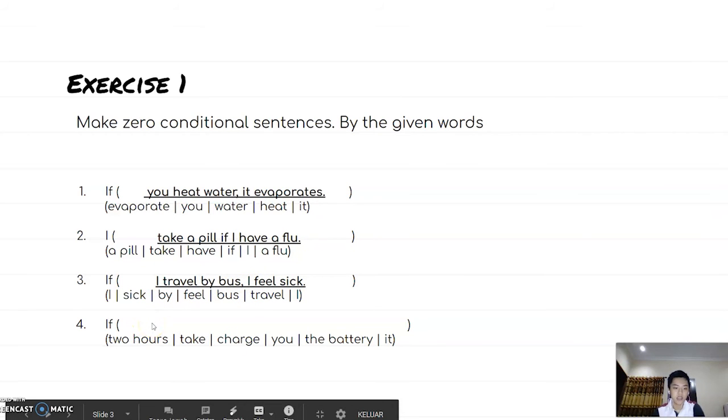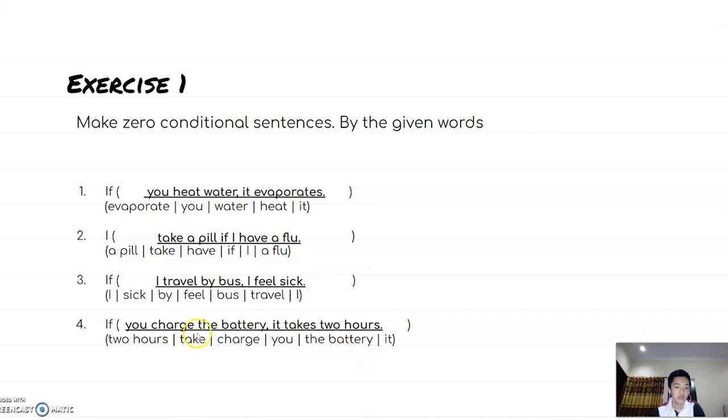Number 4 is: 2 hours, take, charge, you, the battery, and it. The sentence is, if you charge the battery, it takes 2 hours. Because for some batteries it is going to take 2 hours to recharge. So the condition in here is also true. So that's how we make a zero conditional sentence.